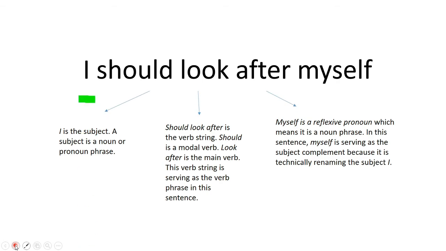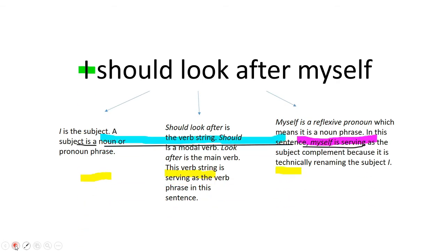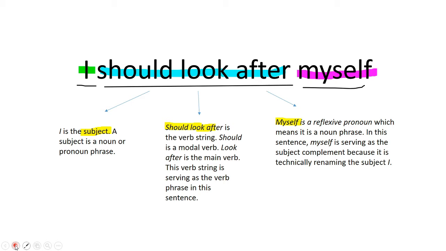Now let's move on to the next example. The next example is similar to the previous one with just one difference. We have the subject I, and we all know why I is the subject. Should is a modal verb. Look after is the finite or the main verb in this sentence. Should look after is a combination of a modal and a main verb, and this entire combination we know is referred to as the verb string. This entire verb phrase is serving as the verb element of this sentence.